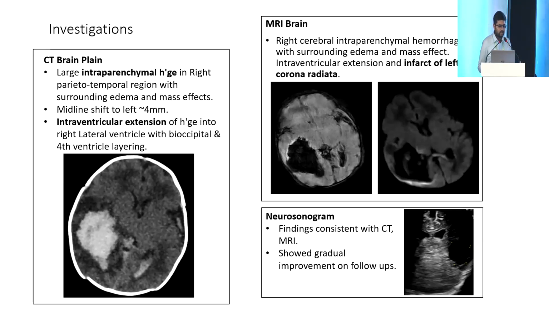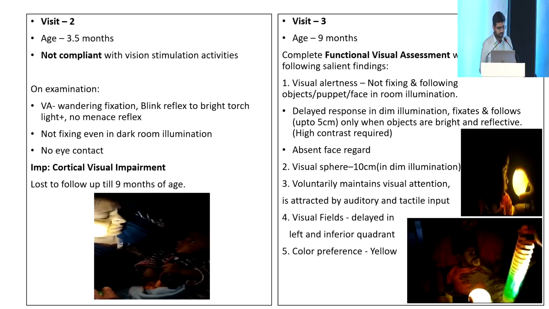Investigations done on NICU admission were CT brain, which showed an intraparenchymal hemorrhage extending into the intraventricular region, and MRI brain, which showed an infarct of the left corona radiata, that is periventricular leukomalacia. Neurosonogram also confirmed the findings.